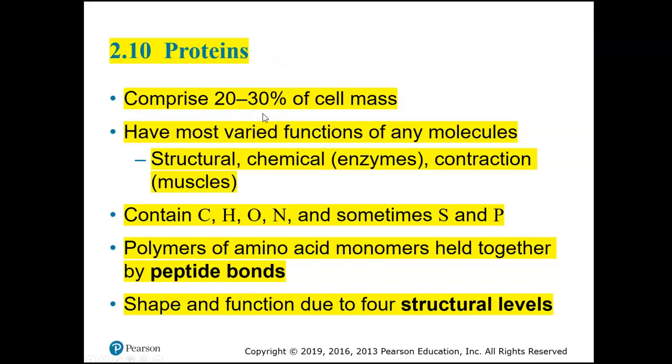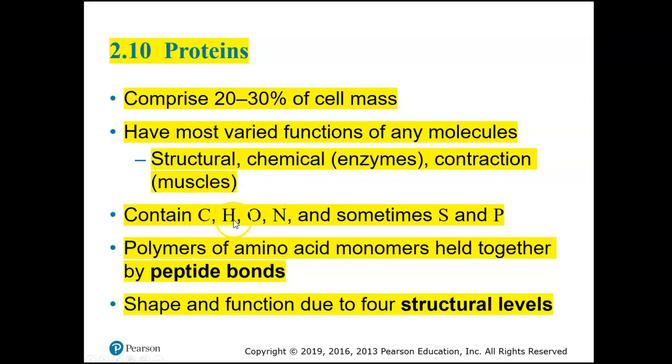Proteins make up 20 to 30% of cell mass. They have the most variety of functions of any of the molecules that we're studying. Of carbohydrates, lipids, and nucleic acids, proteins have the greatest variety of functions. There are structural proteins. There are chemical proteins such as enzymes. There are even hormones that are proteins and not steroid hormones. There are proteins for contraction that are found in our muscle fibers.